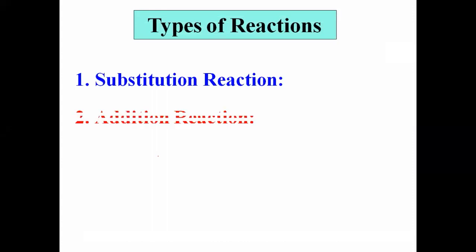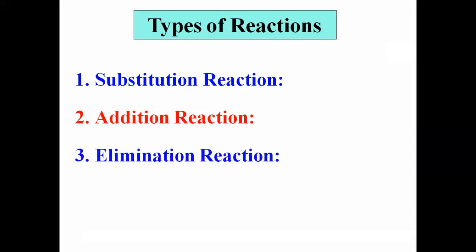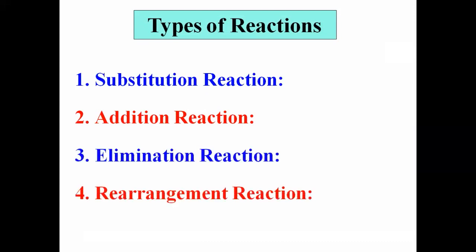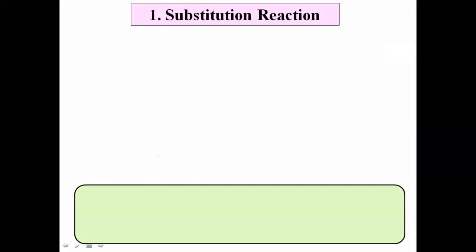One, substitution reaction. Second, addition. Third, elimination reaction. And last one is the rearrangement reaction. Generally, all the organic reactions are classified into those 4 types. Now let us see one by one those 4 types of the organic reaction with their sub-classification also. First one is the substitution. Now, what is meant by substitution?